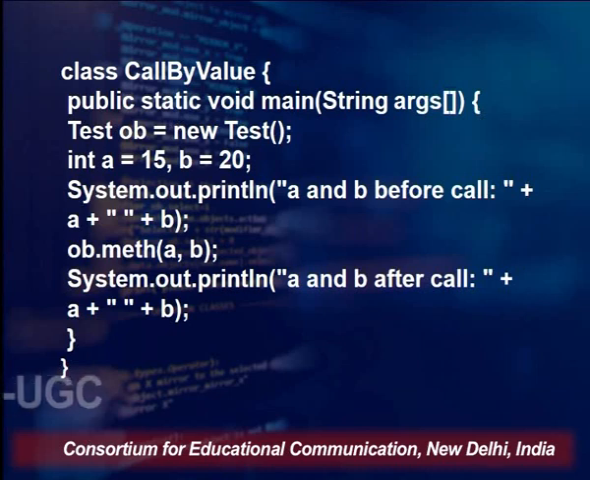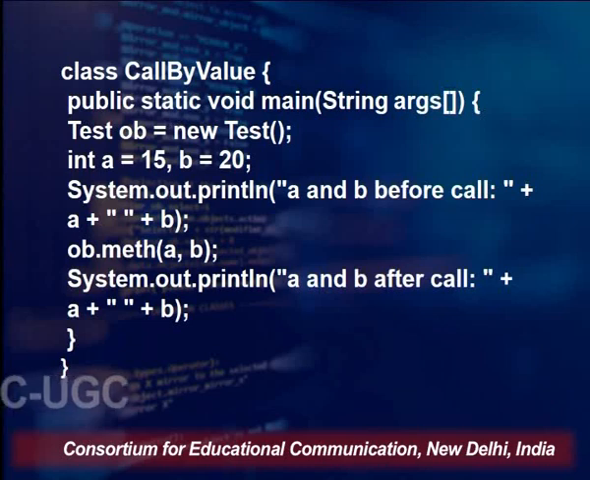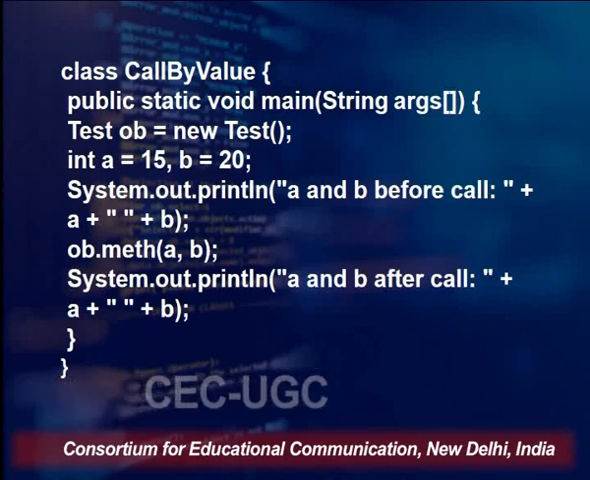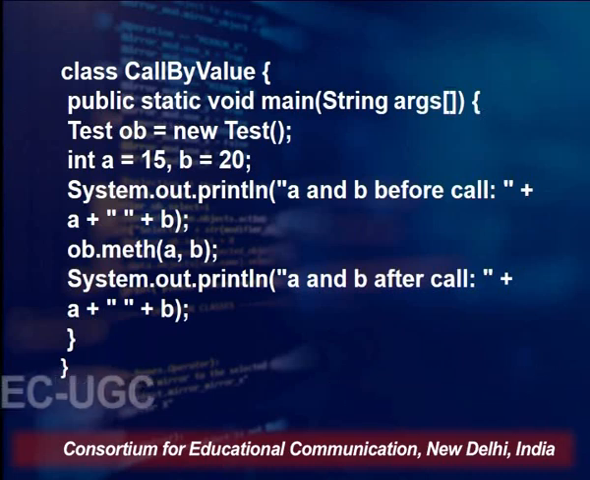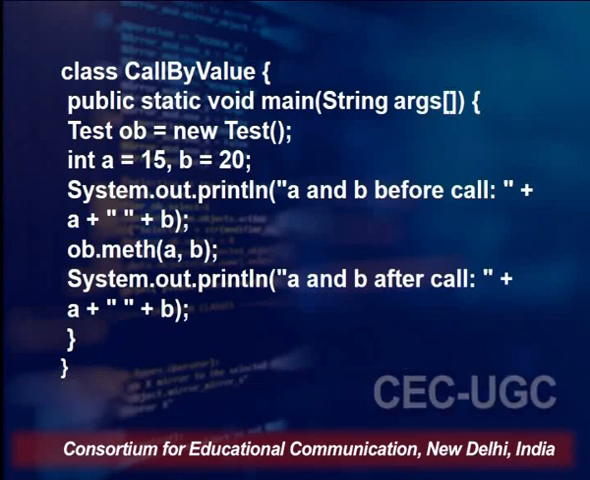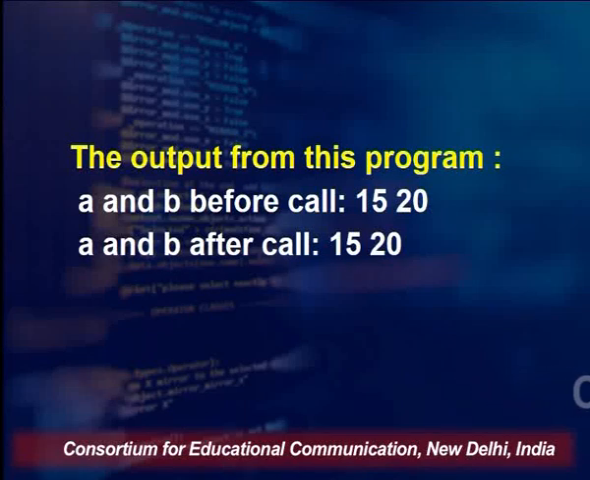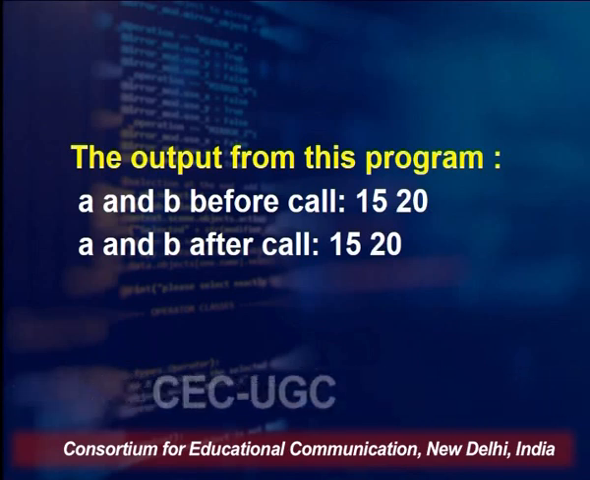So a and b before the call were 15 and 20, and why? Because everything is happening as a call by value, not call by reference. That means whatever changes you have made to i and j within this method will not be reflected in the original variables a and b. So the values of a and b before the call and after the call of the method will be the same, and the output of this program will be like this: a and b before the call will be 15 and 20, and a and b after the call will also be 15 and 20.